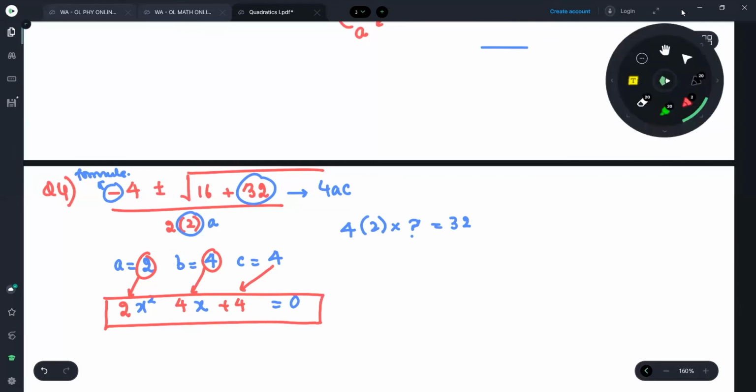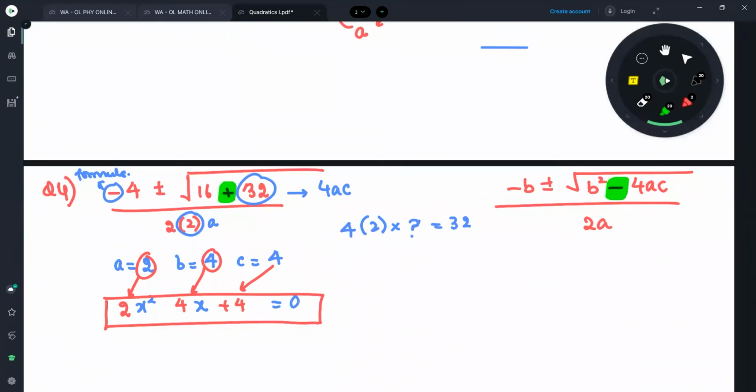This is very, very important. What I did was I wrote down the formula for you. It's minus b plus minus square root of b square minus 4ac. This sign here is a negative sign. Do you see a negative sign in your question? Was this a negative sign? Sir, it was a positive. It is a positive sign.